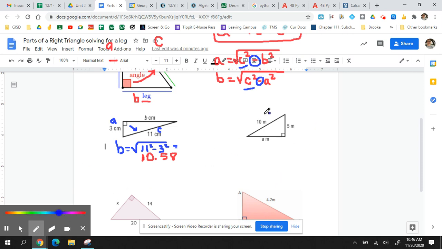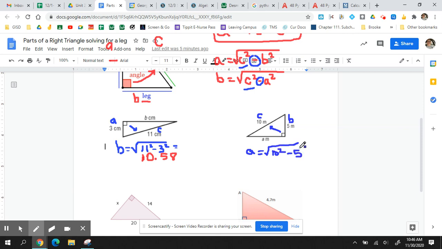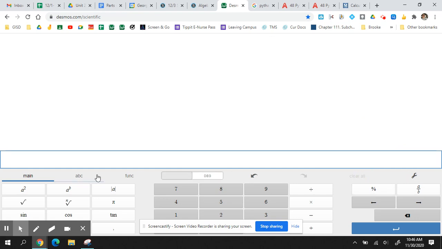So this next one, we are given that we're looking for A. So that means this is my B and this is my C. It is directly across from my right angle if I needed to check. Okay, so I'm looking at A equals the square root of 10 squared, because remember we want our C squared first, minus 5 squared. Be sure you're putting a minus sign and your C squared first. So again, I'm going to jump over to Desmos. 10 squared minus 5 squared.